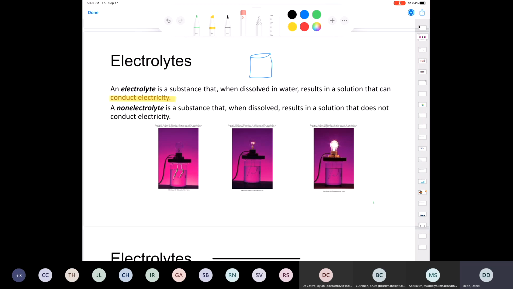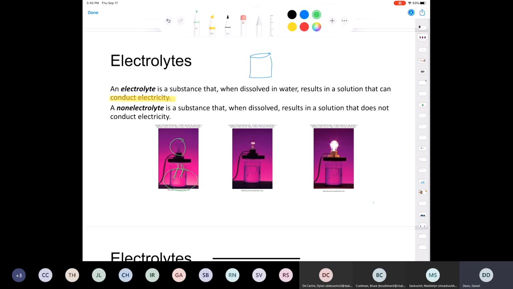I'll give you an example. Okay, maybe I should give you some examples. But anyhow, if you were to take table sugar, which is sucrose, and you made a solution of, delicious Kool-Aid or something, if you put the electrodes in that Kool-Aid solution, it is not going to light up the light bulb. So that tells you that Kool-Aid or sucrose is a non-electrolyte.